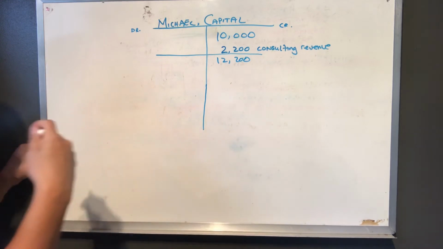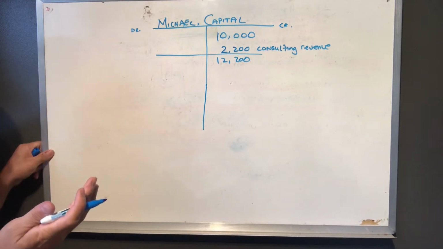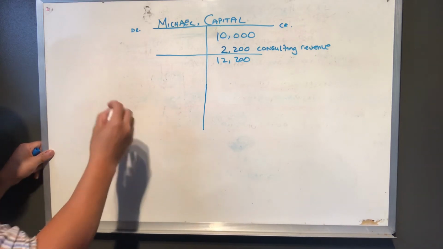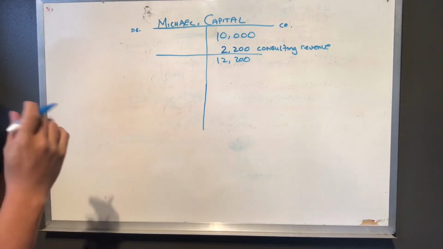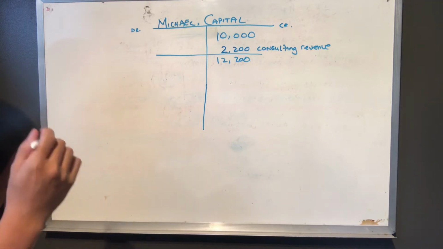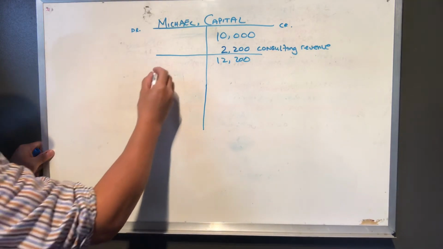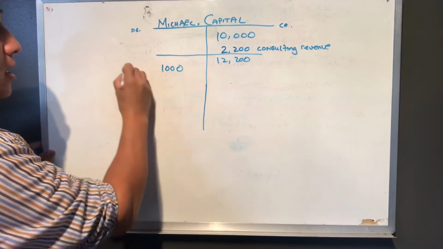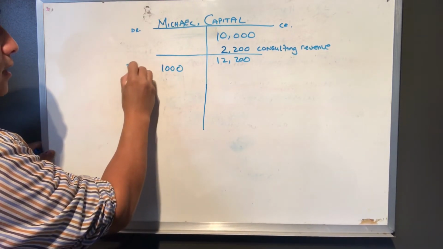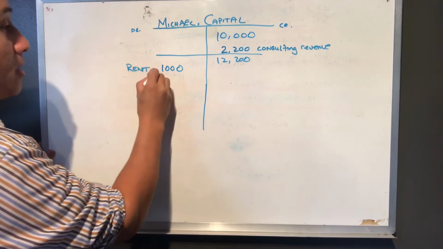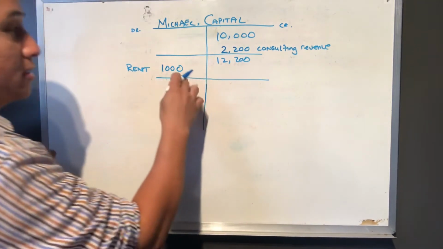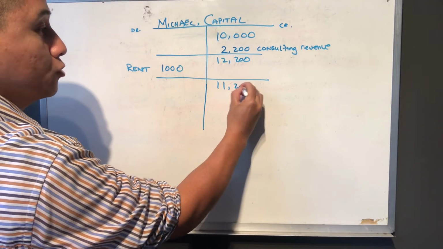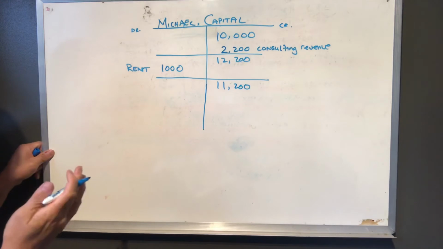Now let's say that I have expenses to run my business. Let's say that I rent an office space, and on a per month basis, my office rent is about $1,000. Now we know that expenses are accounted for using debits. So on this side, we can account for that. So this would be $1,000, and that would be rent. If we calculate the subtotal now, that would still be a credit amount, but it would yield about $11,200 now, a credit balance.